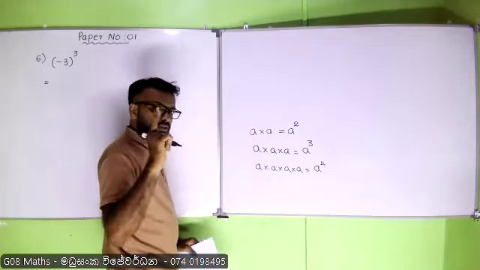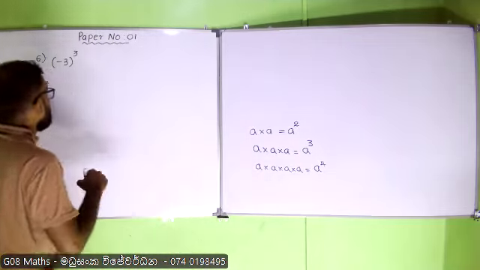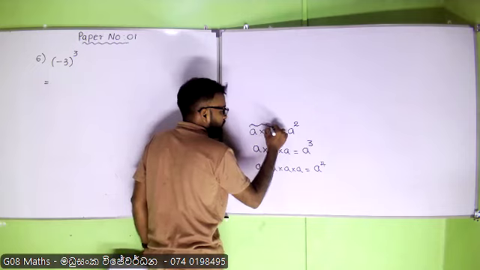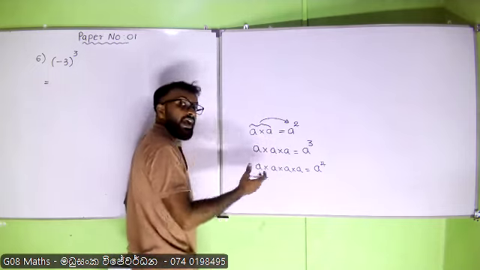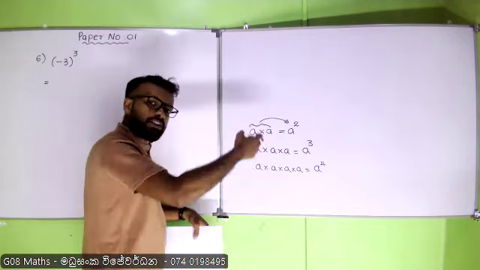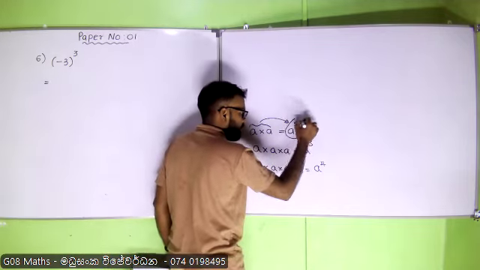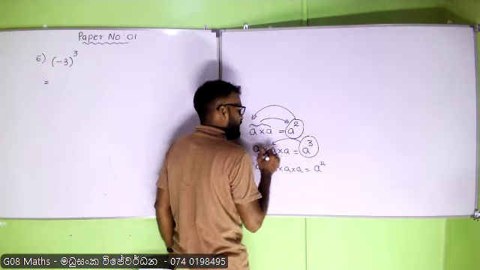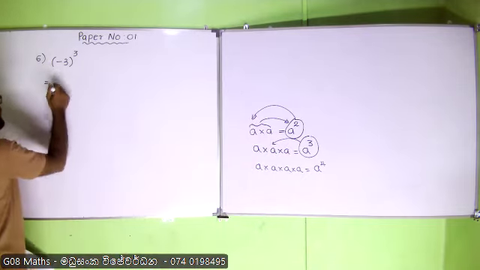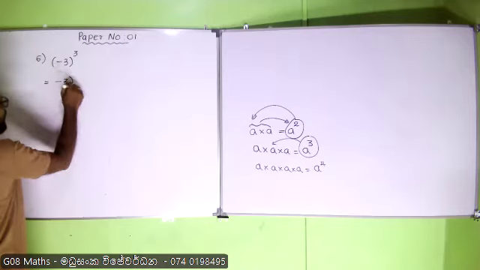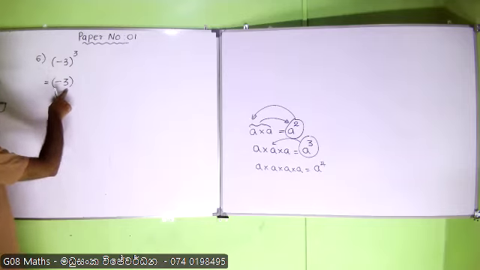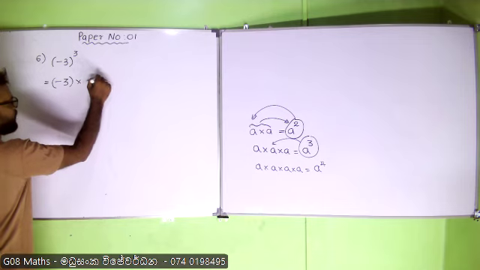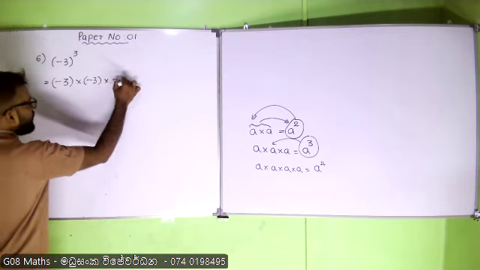Super. So now here you have something to the power 3. If you have this kind of thing, you can write it like this, and you can do the vice versa thing as well. So I can expand this to -3. This is a negative number, so I will use brackets. Multiply by -3 multiplied by -3.